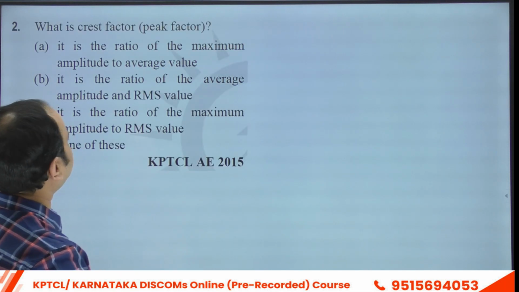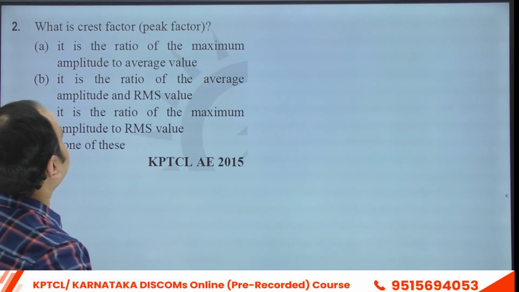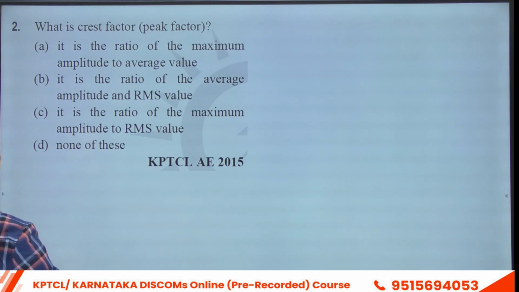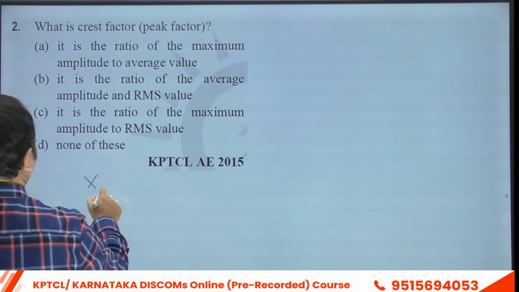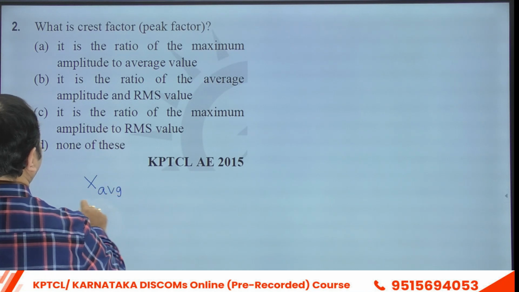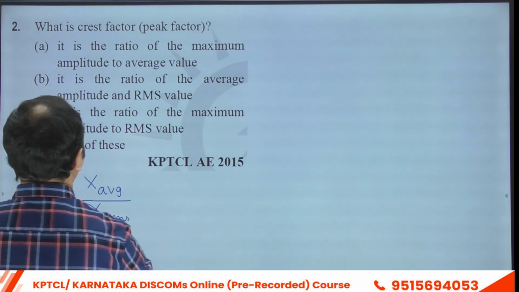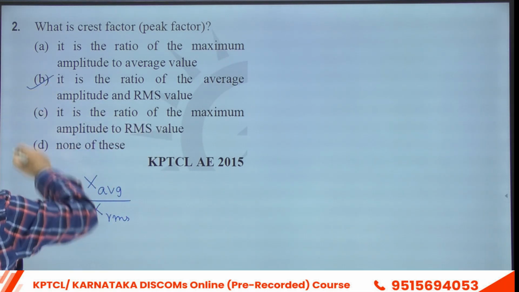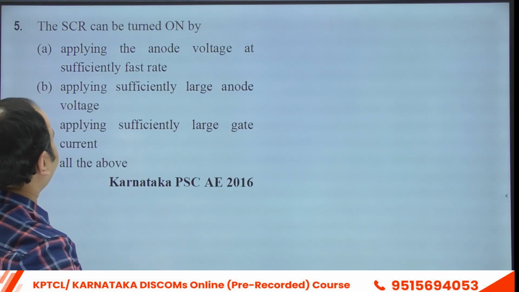Now let us move to the next question. What is the definition of crest factor? It is basically average value divided by RMS value. Average value divided by RMS value. So these are basic definitions.